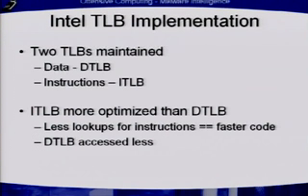Intel further optimizes memory lookups into two domains. The first one is data. So if you're referencing inside of a data structure or referencing an array, that'll hit the data TLB. Instructions, actual executions, hit the instruction TLB. And the instruction TLB is a little bit more optimized because fewer lookups means faster code. And when it comes down to it, the DTLB is accessless.